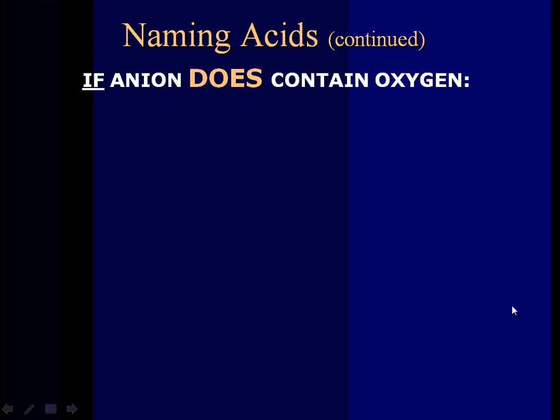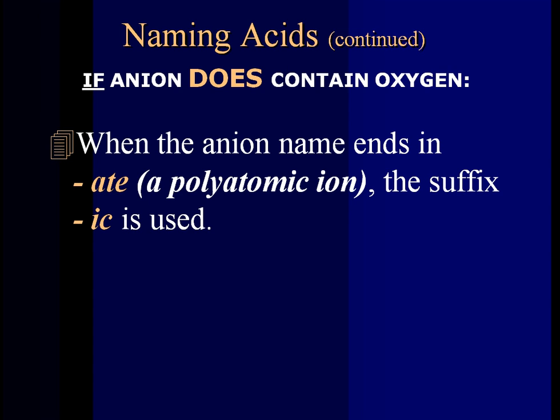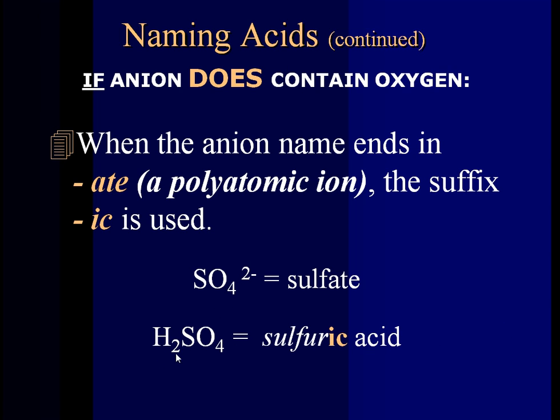If an anion, or the nonmetal, does contain oxygen, you're looking at a polyatomic ion. And if the polyatomic ion ends in ATE, like nitrate, iodate, chromate, sulfate, carbonate, phosphate, all those polyatomics that end in ATE, you are going to substitute ATE and put ic. So if I have sulfate ions and I put hydrogen at the beginning of this sulfate, then I better have H2, again, because we're balancing out charges.